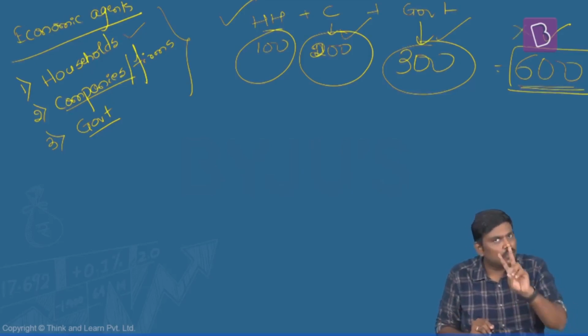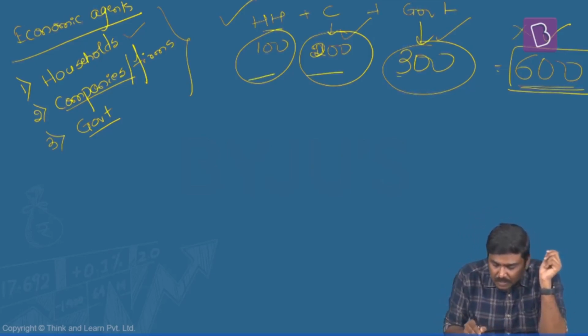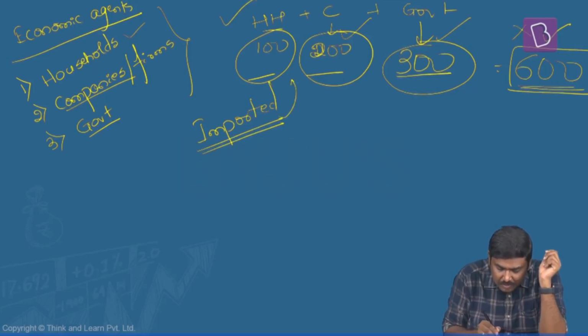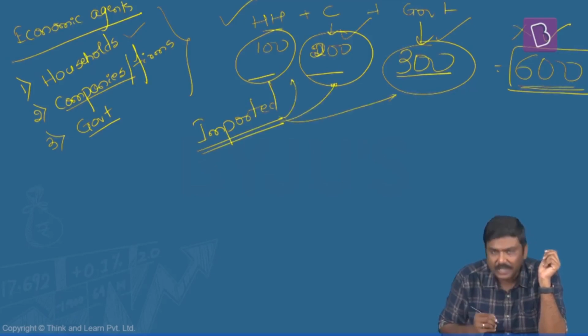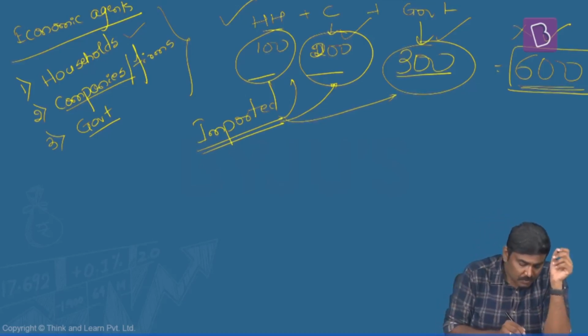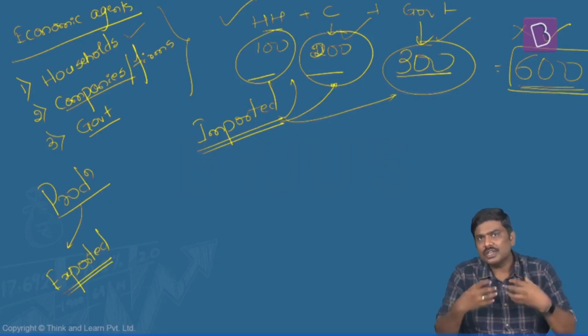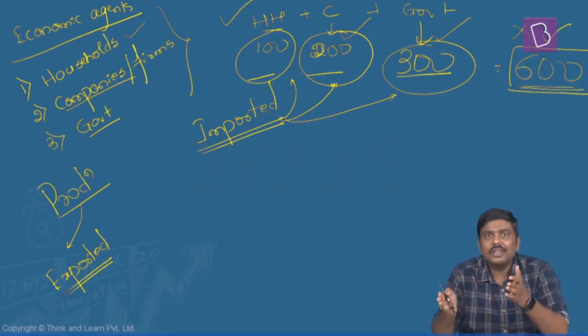Absolutely no, because there are two very important concepts here. Follow this very carefully. There are some of these goods which have been imported. Some of these goods which are consumed either by the household, by the company, or the government, have been imported. On the other hand, some of the production that has been done in India has been exported. Is it okay? I'll repeat it again. Some of the goods or services which are consumed here have been imported.